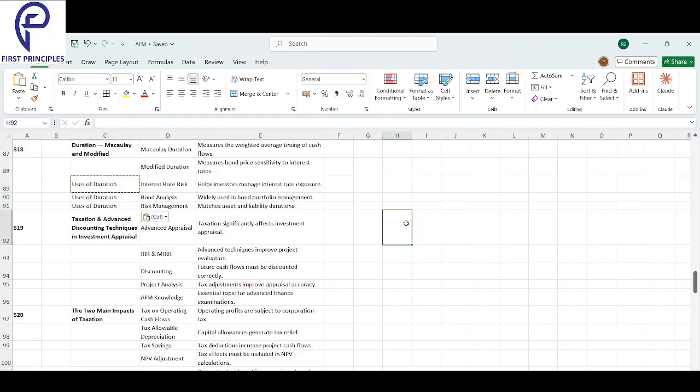Right? These three are the uses of duration. These are the definitions of the two durations. So let's quickly look into this.